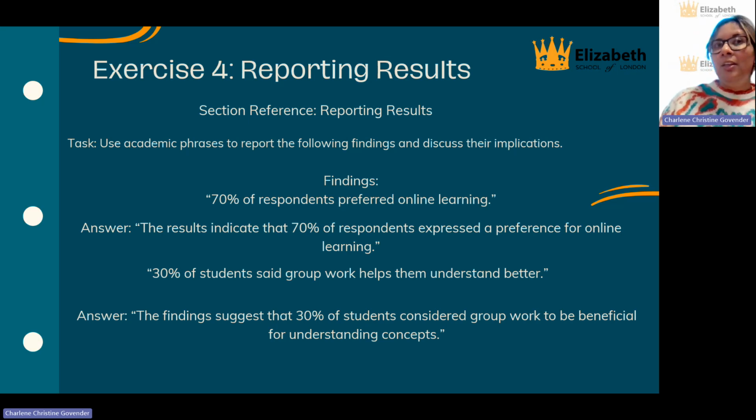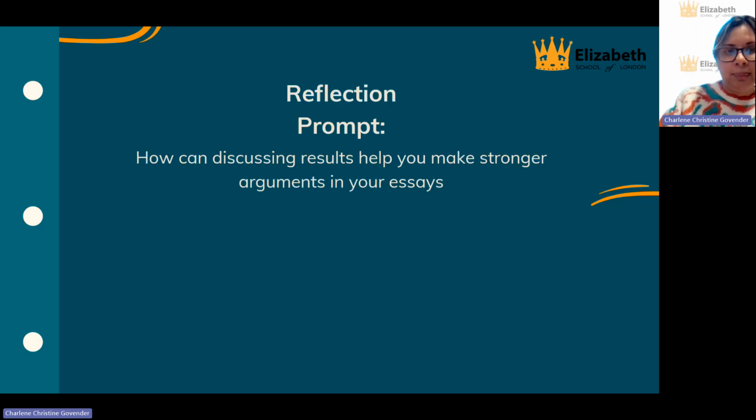Maybe the rest of the 70% prefer lectures, or maybe that 70% is not all lecture based. Maybe 60% like lectures, maybe 10% like reading the material by themselves. Okay. But now this is delving a bit more. It's giving us a wider overview of what is going on when we are reporting our results.